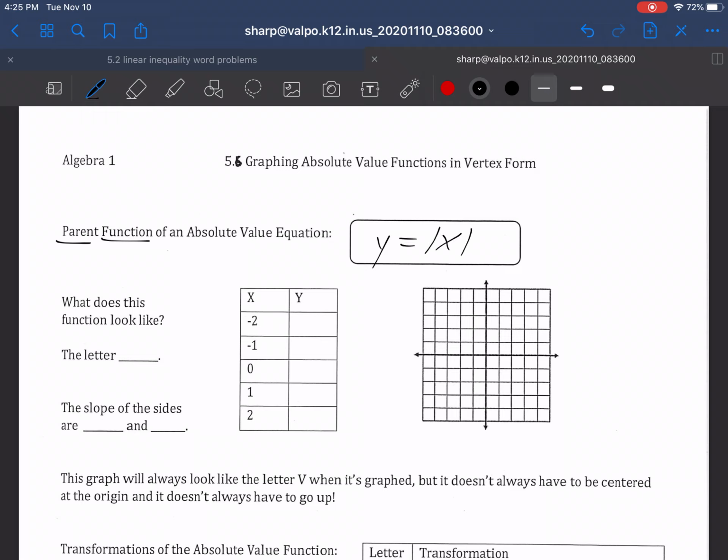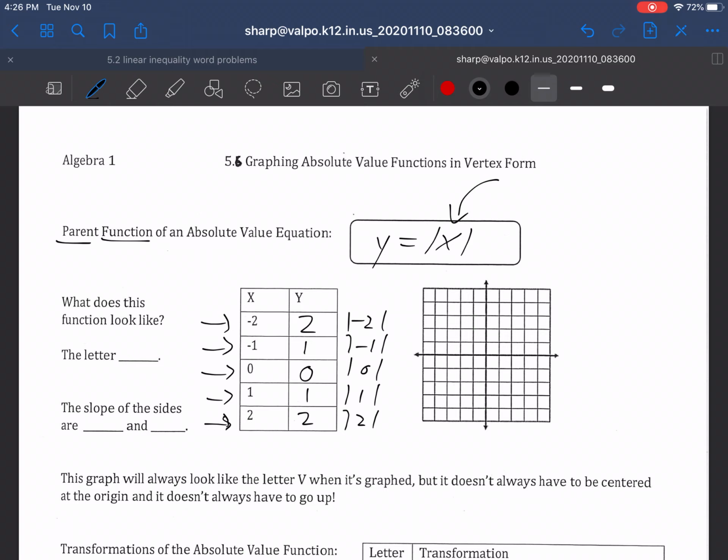Now, if you want to get a visual of what that might look like, you would just plug in some values in for x and see what comes out. So I chose some values to put into the table for x for you: -2, -1, 0, 1, and 2. What you'll have to do is plug that into the absolute value and see what comes out. So what if I plugged in absolute value of -2, absolute value of -1, absolute value of 0, absolute value of 1, absolute value of 2? Well, the absolute value of -2 is 2, the absolute value of -1 is 1, absolute value of 0 is 0, absolute value of 1 is 1, and absolute value of 2 is 2.